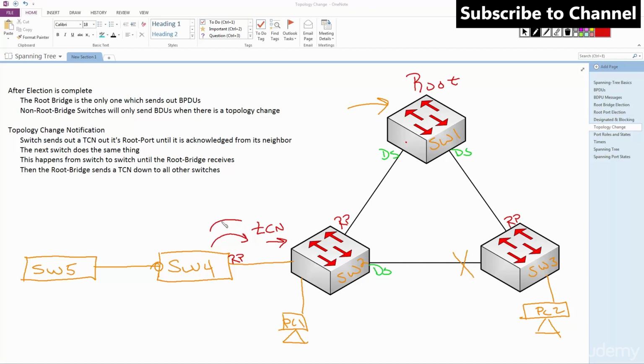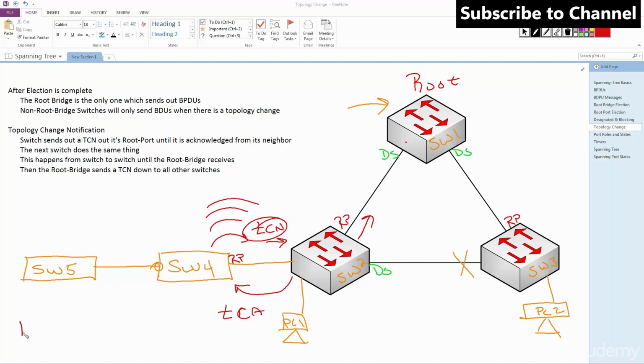And he will keep sending these messages over to switch 2 until switch 2 comes back with a TCA, which is a topology change acknowledgement. At that point, switch 4 says, okay, now I know you got the actual message, I'm good to go. Switch 2 is now going to send that TCN message that he gets out the root port. Now this is going to keep on happening.